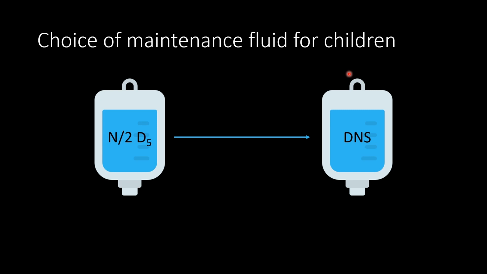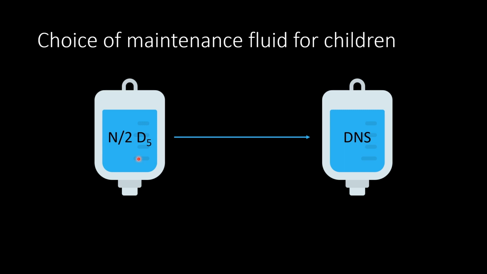Previously, N by 2 D5 used to be used. N by 2 means half normal with 5% glucose. But what happened is that they saw that a lot of children, basically critically ill children admitted to the ICU, developed hyponatremia, which was associated with a higher degree of morbidity and a higher degree of mortality also.